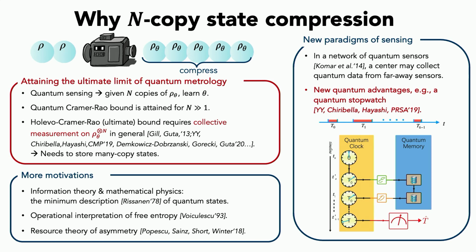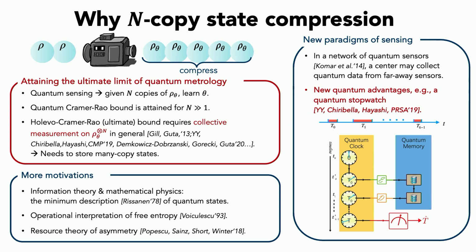For instance, if one has a certain quantum network of sensors, you may think of a center who wants to collect data from remote sensors. And in this case, you have to use some quantum channel to communicate these probes. If you have compression, you save the critical quantum memory. And if you think of some other task, it could even bring some quantum advantage.